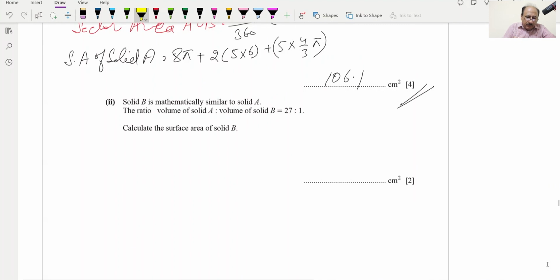Now the second part: solid B is mathematically similar to solid A, and the ratio of the volume of solid A to the volume of solid B is 27:1. Calculate the surface area of solid B. So for the volume ratio we can write in cube format, k cubed is equal to 27 over 1, which is equal to 27. So the k value will be the cube root of 27.